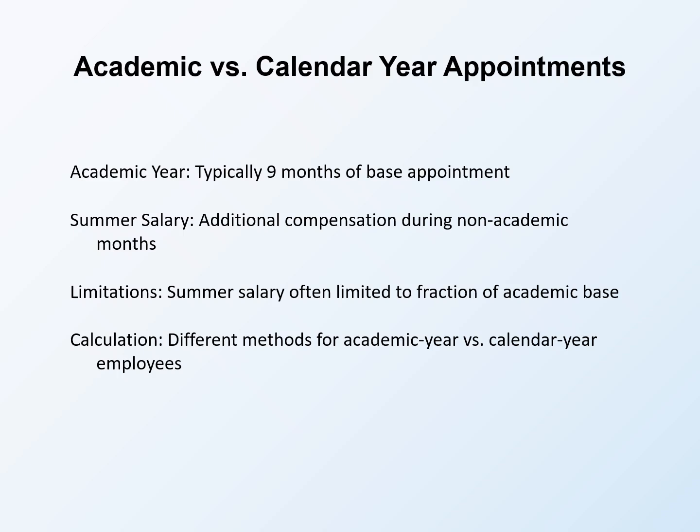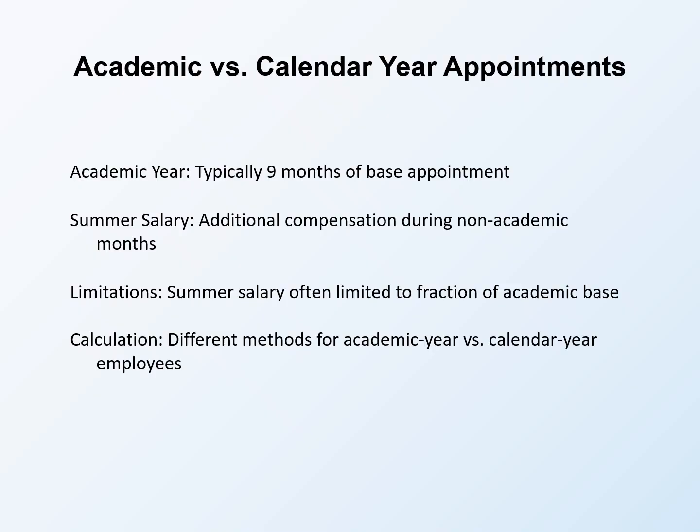Summer salary provides additional compensation during non-academic months. Faculty can seek grant funding to support summer research activities. This summer salary is often calculated as a fraction of the academic year salary, with common approaches including 1/9 of annual base for each summer month.